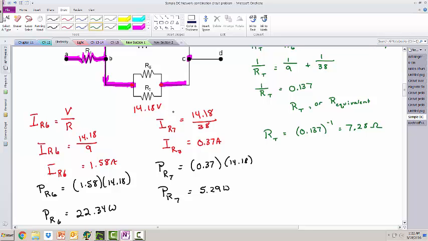So using that voltage drop information, and of course the resistance that was given, we find the current going through R6 is 1.58 amps. And once we have the current, we can find the power. The power for R6 is 22.34 watts. Likewise for R7, taking 14.18 divided by 38, we get a current of 0.37 amps. And the power for R7 is 5.29 watts.